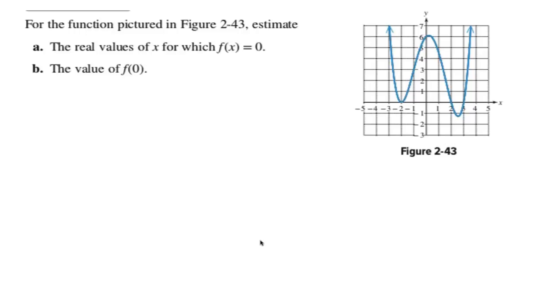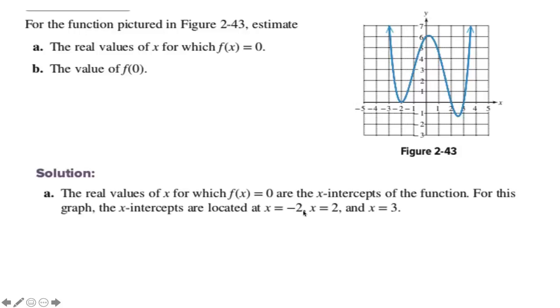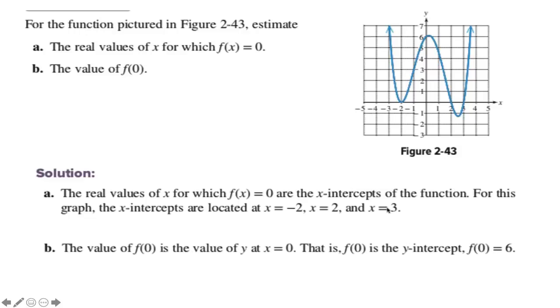Okay, suppose I have a function that looks like this. Let's try to figure out what the x-intercept is and what the y-intercept is. Looking at this, here's the x-axis. The x-intercepts are all the points that cross the x-axis. So it happens at -2, for example. That's an x-intercept, and +2, and also 3. So we have 3 x-intercepts: -2, 2, and +3. The y-intercept is where the function crosses the y-axis, and it is at y equal to 6.